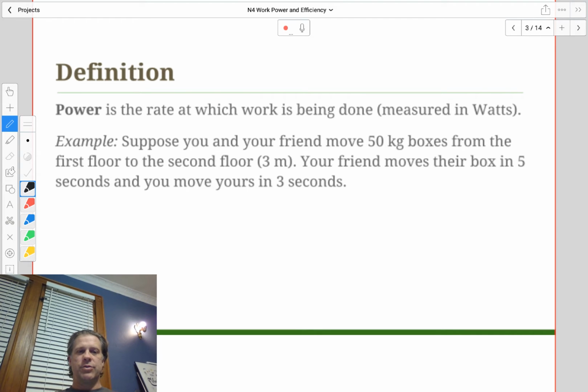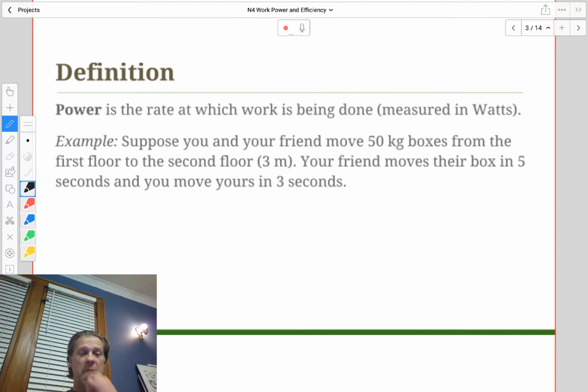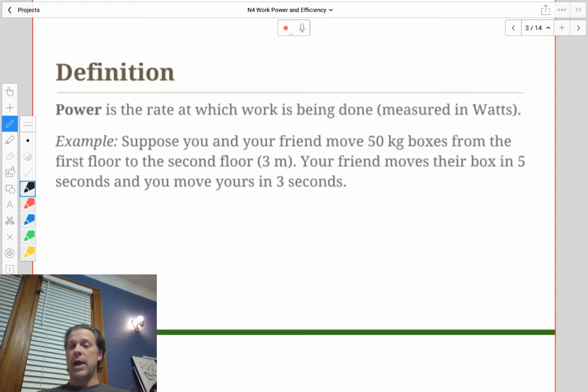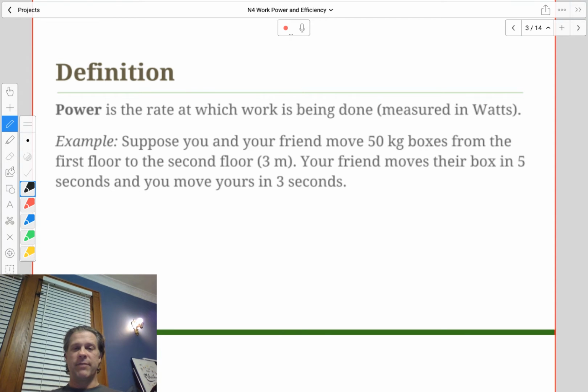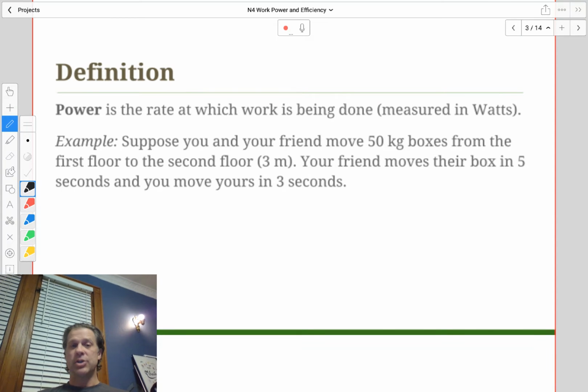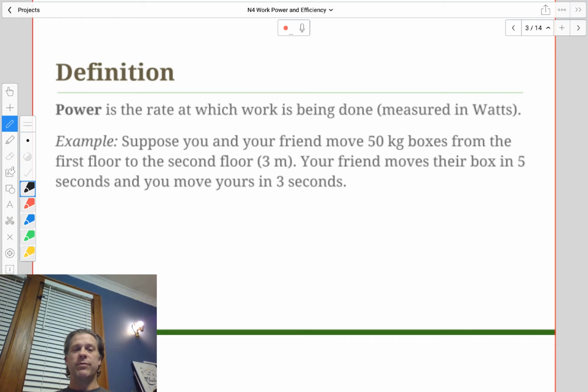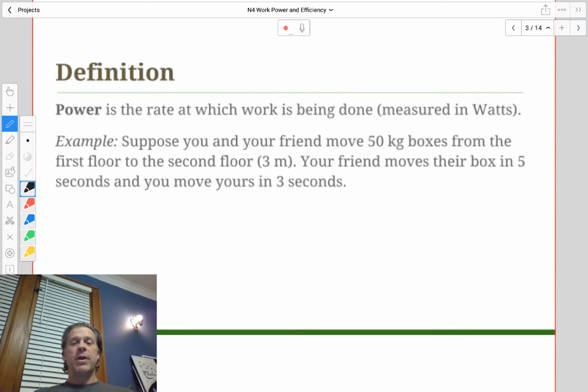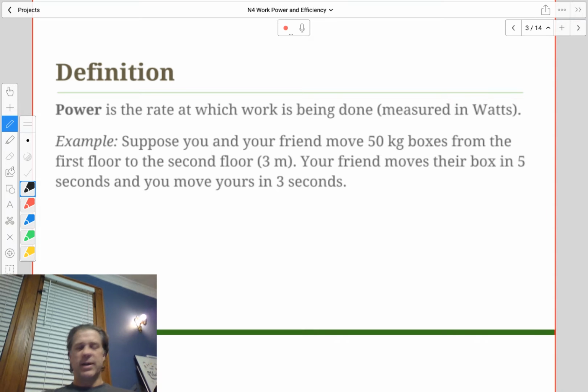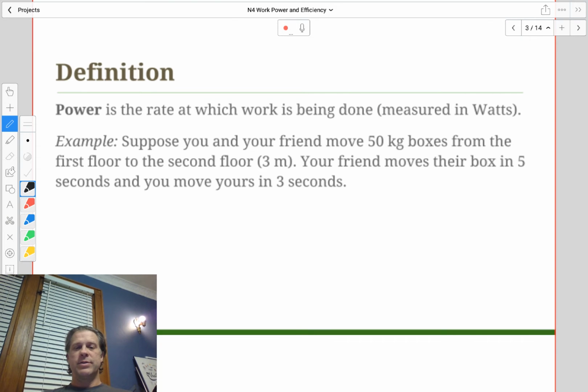An example of power would be if you and your friend decided to grab a 50 kilogram box each and move them from the first floor to the second floor, which is a distance of 3 meters. Your friend happens to move the box in 5 seconds and you move yours in 3 seconds. So the scenario is that you guys are picking up a box, you're running up the stairs, you're faster than your friend.